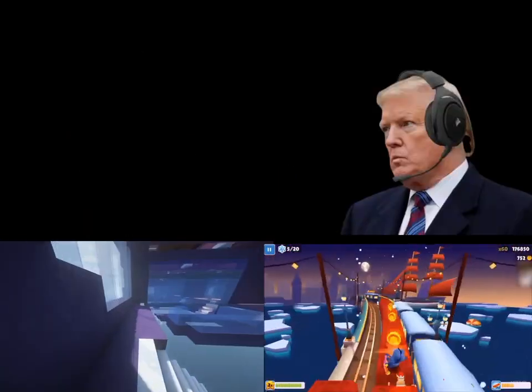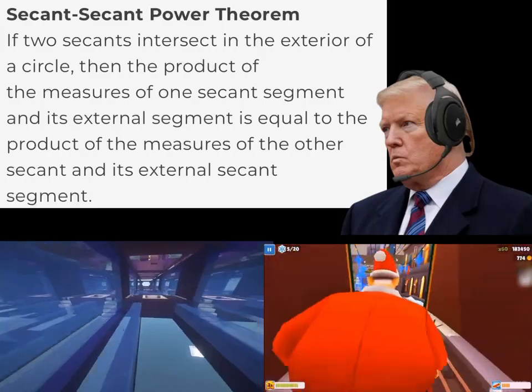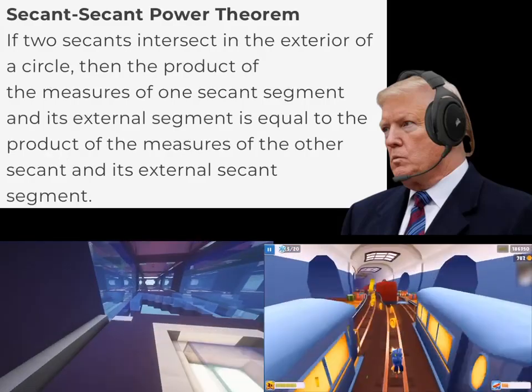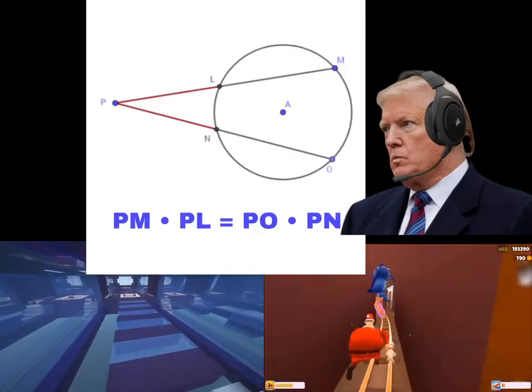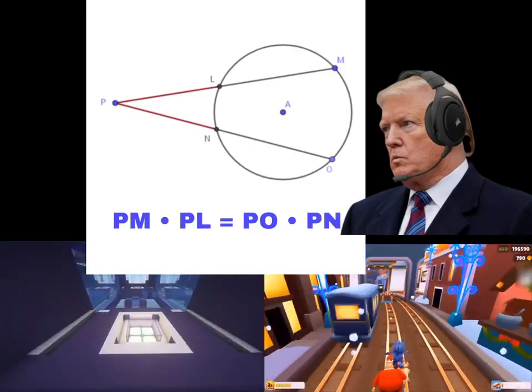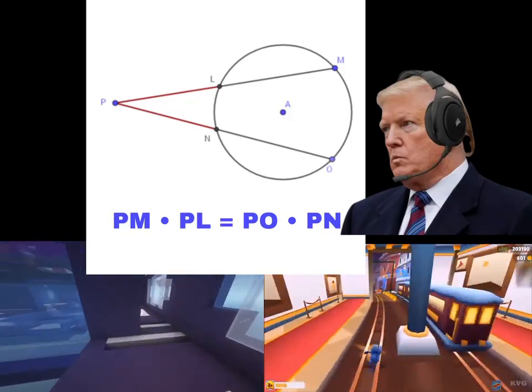Okay, well, the second theorem is the secant theorem. This theorem states that if two secants meet at a point outside of the circle, then the product of the two segments of the first secant line, PM and PL, is equal to the product of the two segments of the second secant line, PO and PN.